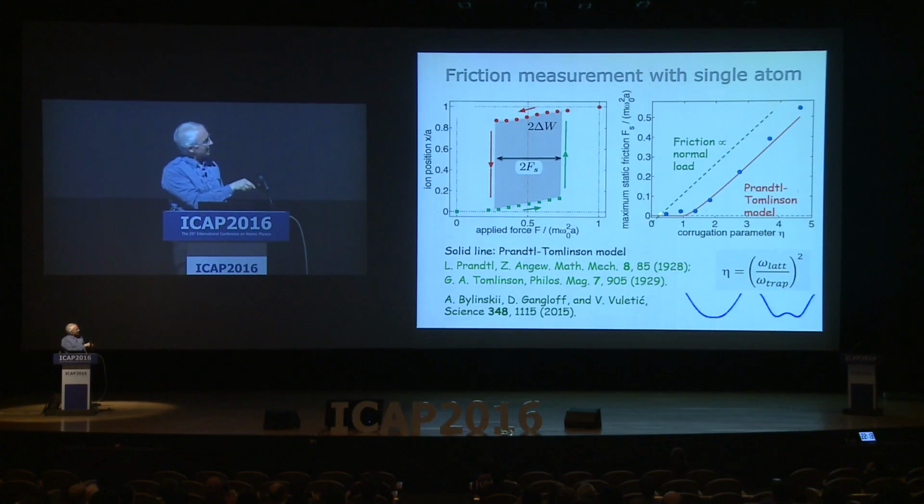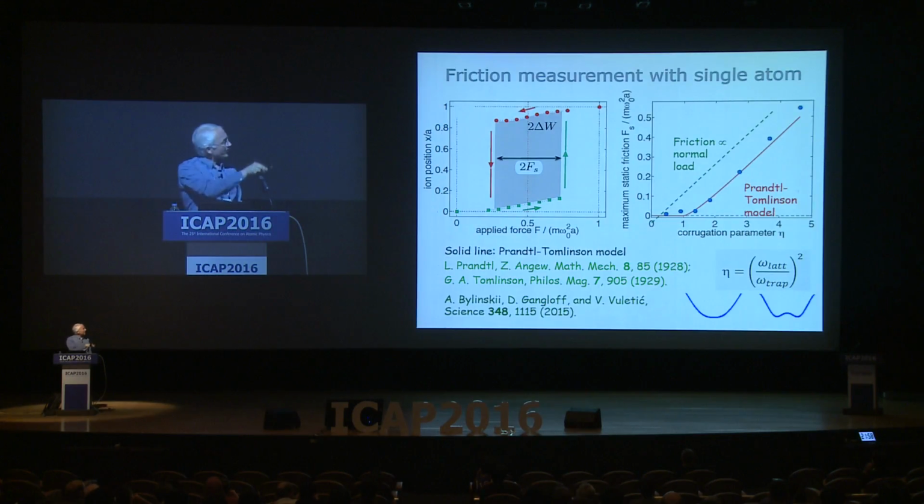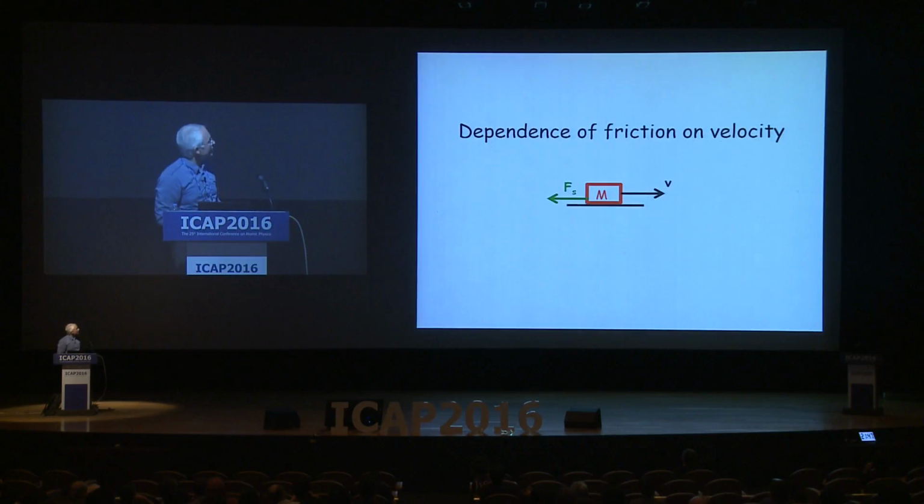So basically here the lattice is deep, and then in units of this dimensionless corrugation parameter, stick-slip friction is supposed to set on at 1, like in this Prandtl-Tomlinson model, and this is indeed what we see. And this just tells you that in real experiments, you're always well above this critical corrugation parameter, and that's why you see this approximately linear dependence of the friction on the normal load or the depth of the potential.